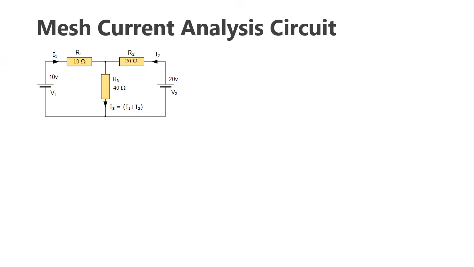Now we have to select two loops here. There are two closed loop paths, therefore I am going to select two loops. This is what I am considering as loop number 1 with clockwise direction. And I am considering this loop as loop number 2, but I am taking the anti-clockwise direction.